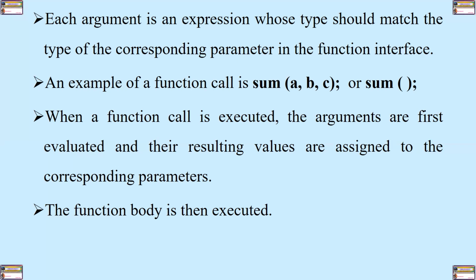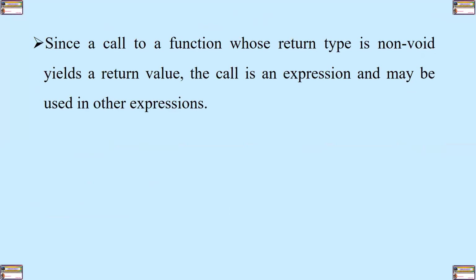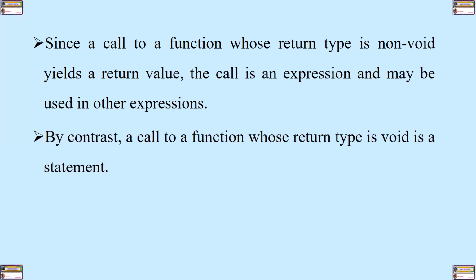So the function body is then executed. Finally, the function returns a value, if any, to the caller. Since a call to a function whose return type is non-void yields a return value, the call is an expression and may be used in other expressions. By contrast, a call to a function whose return type is void is a statement.